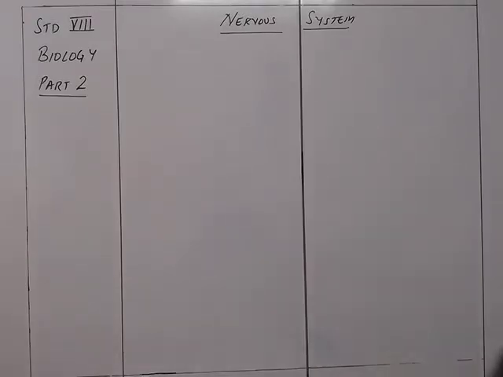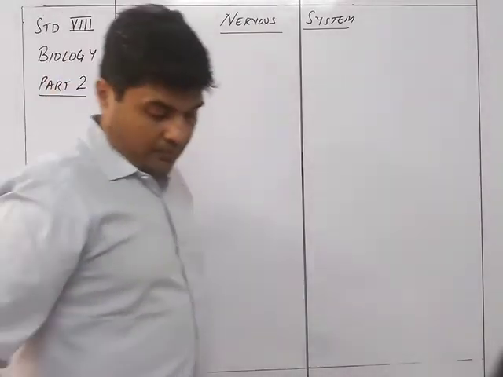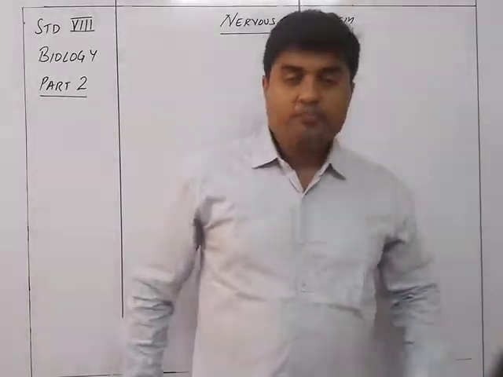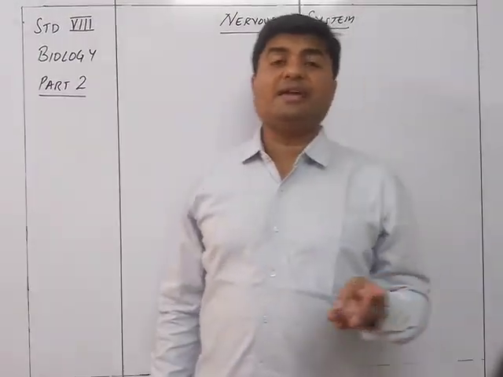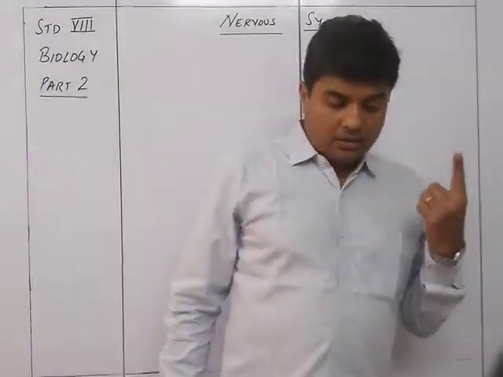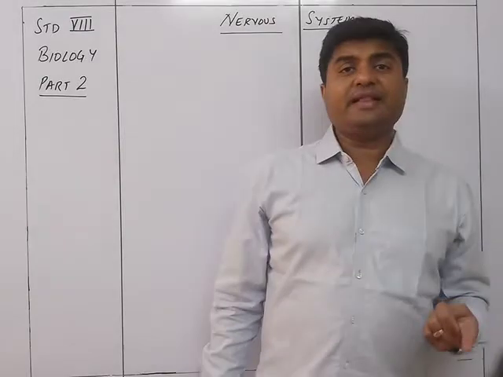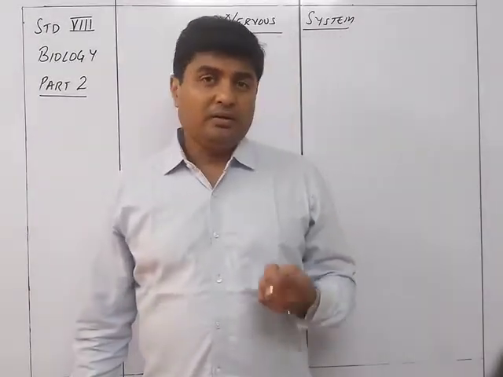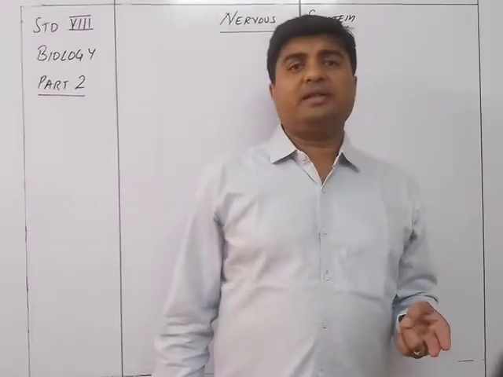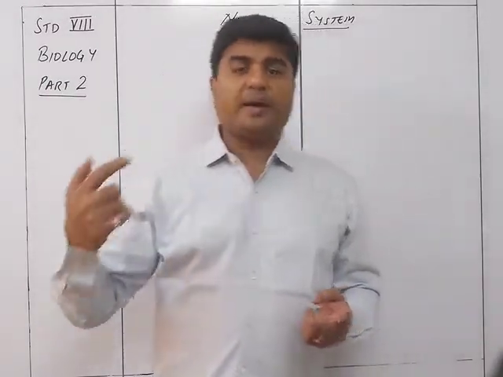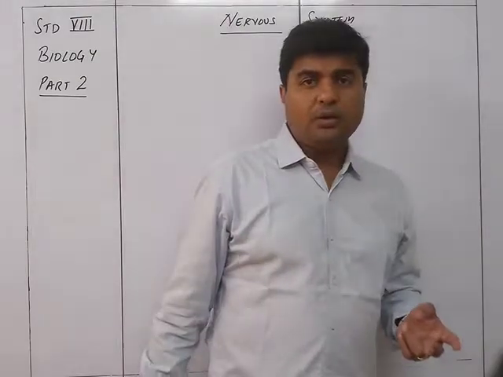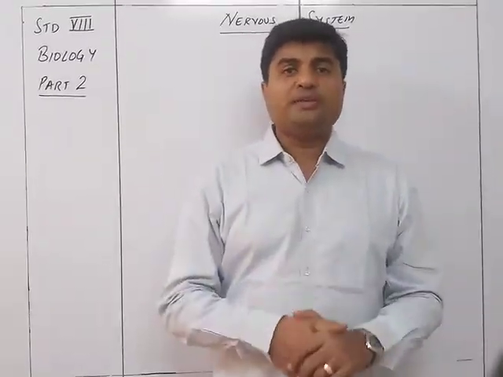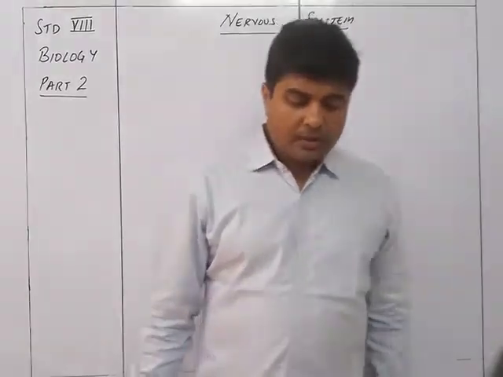So we continue with the nervous system. We are on the part nerve. We understood that there were three kinds of neurons. The sensory neuron, which carries the impulses from the sense organs to the spinal cord or the brain. The motor neuron, which gets the commands from the brain or spinal cord to the effector muscle or the gland. And third is the association neuron, which connects these two, the sensory and the motor neurons.